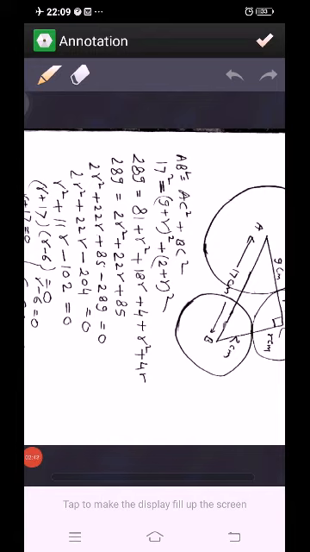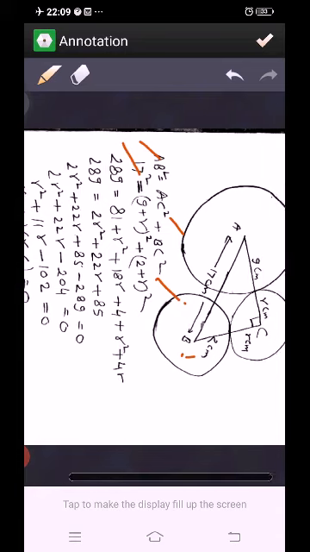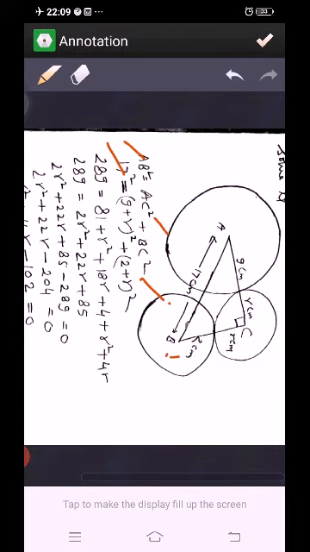Now we apply Pythagoras theorem. We can see that AB is hypotenuse. AB square equal to AC square plus BC square. AB, that is 17 square. AC, we can see that AC equal to 9 plus R. So (9 plus R) square plus (2 plus R) square. So we have to solve it.